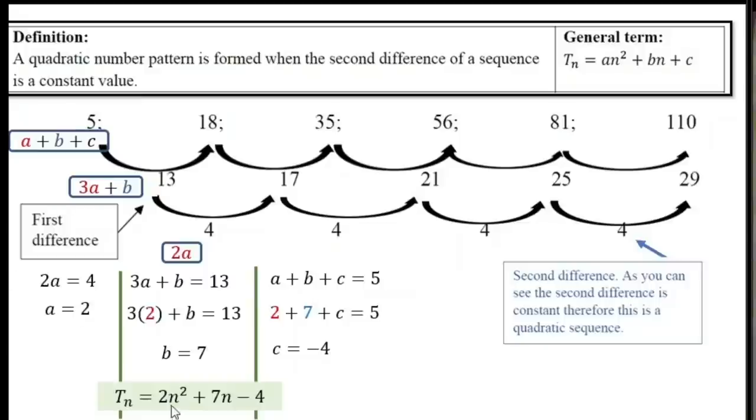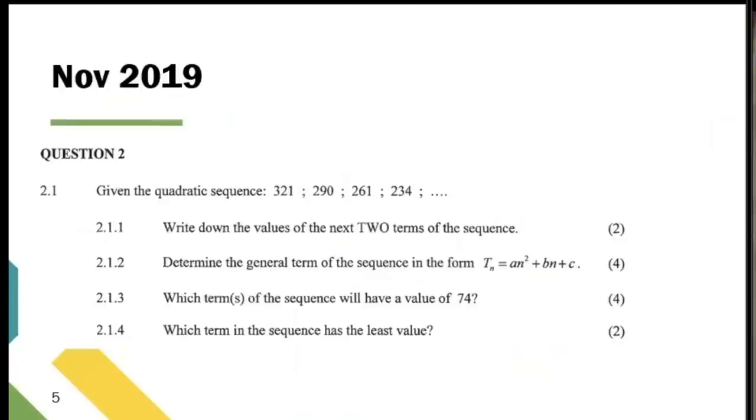Now you must remember, 2n squared plus 7n minus 4, if you had to do a graphical representation of that formula, it would be a parabola. This would be a happy parabola, which means it has a minimum value. So let's go look at some past papers. If we look at November 2019, they've given us the quadratic sequence.